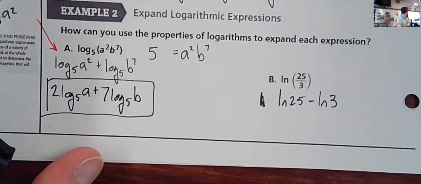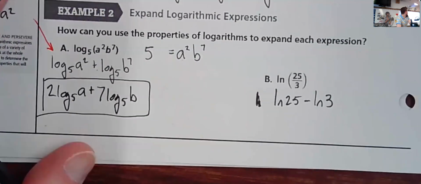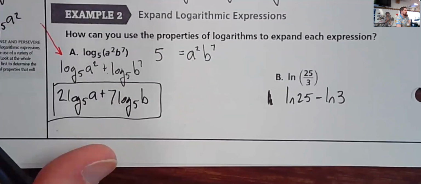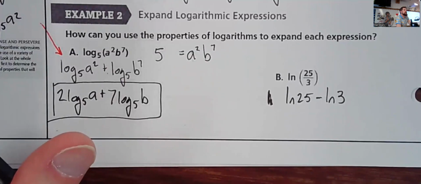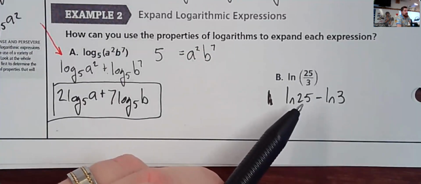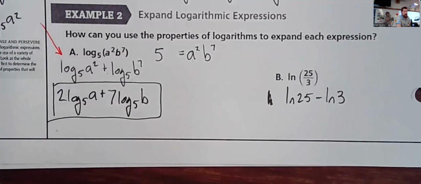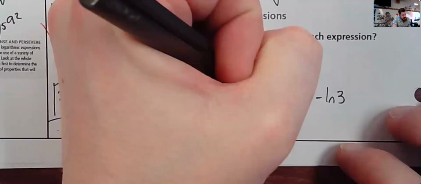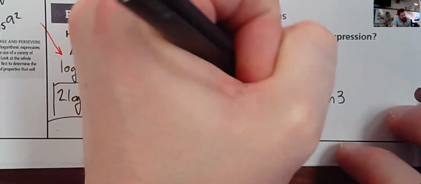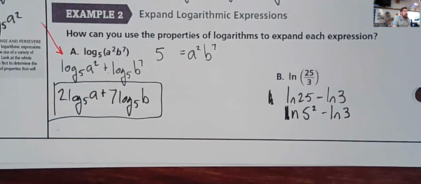Now, is 25, and this is where things are going to get, I'm going to start asking some extra questions here. Can 25 be written as a perfect square? Or factors in general. Is 25 a prime number? No. What times what equals 25? 5 and 5, which is 5 squared, right? So would you agree then that this would be ln of 5 squared minus ln of 3. Everybody okay with that?